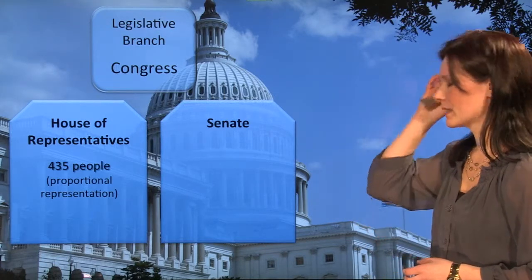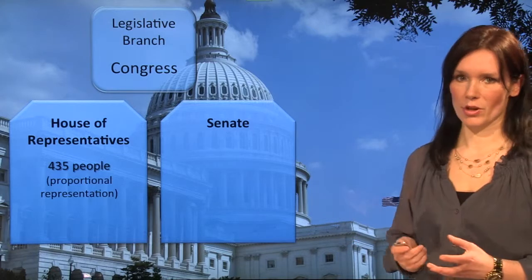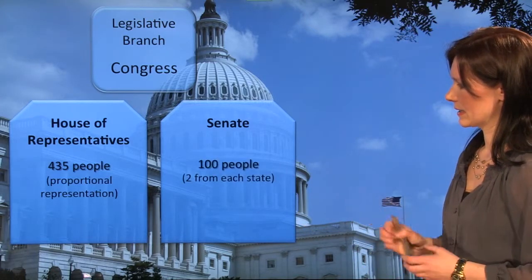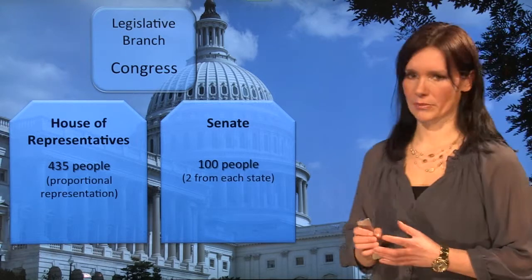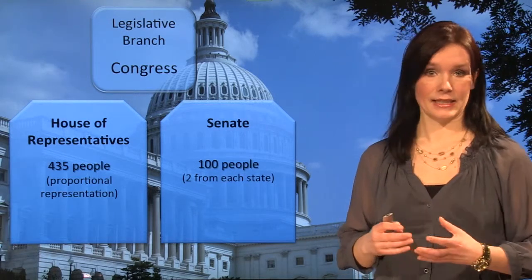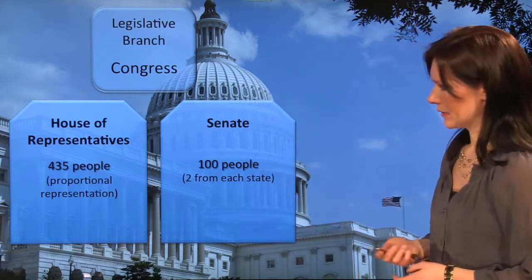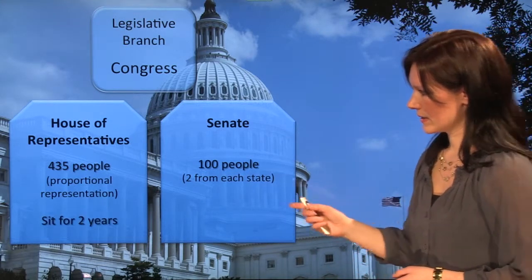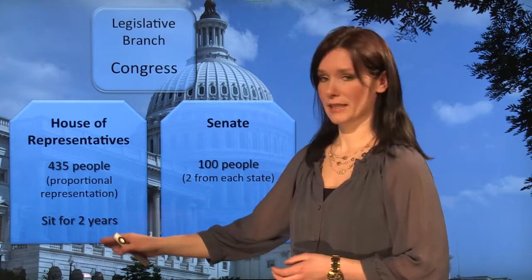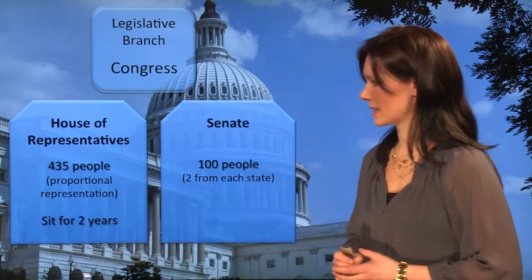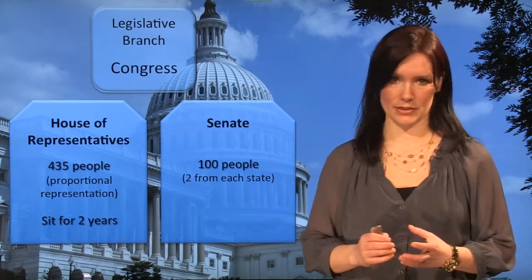Now, the Senate was needed for the smaller states to accept this solution. In the Senate, there are 2 people from each state. Today, since there are 50 states, there are 100 people. Now, this is interesting and fairly clever. The people in the House of Representatives, they only sit for 2 years.